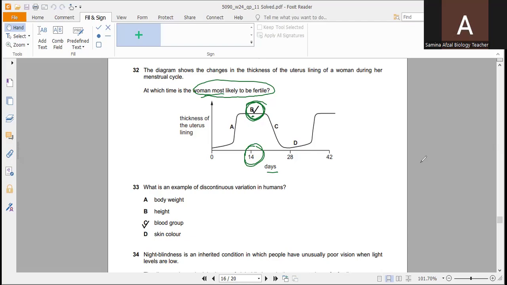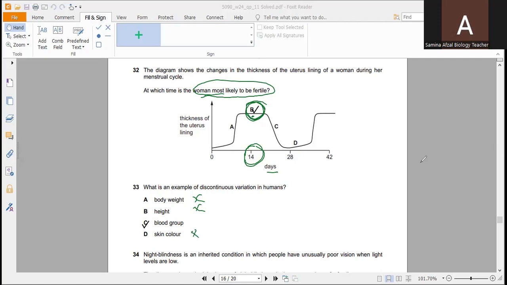So you can see the body weight. It can vary. In every generation, it will be different. Every human being will have a different body weight. So it is a continuous variation. Again, height is also a continuous variation, because people come in a wide range of heights with many variations in between. Then skin color. Skin color is also influenced by multiple genes and environmental factors. It shows a range of shades and is considered a continuous variation.